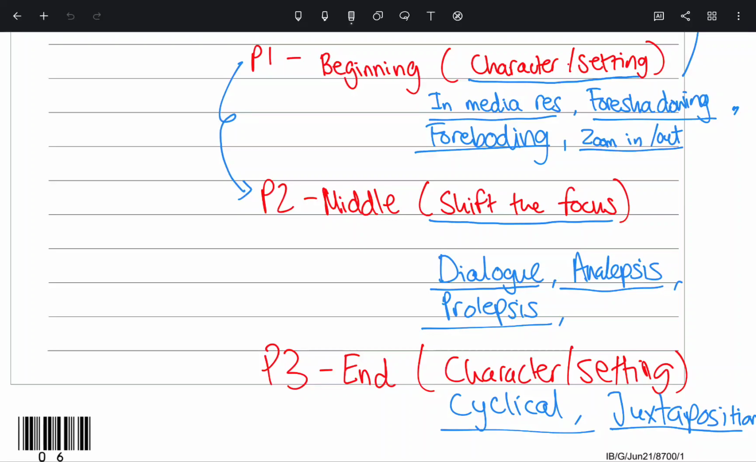And paragraph 3, towards the end of the extract, how does the writer use structure towards the end of the extract? So think about, what does the writer do in terms of the ending? How do they use structural features to interest the reader? Do they use the cyclical structure? Do they use juxtaposition? If so, how does that interest the reader?